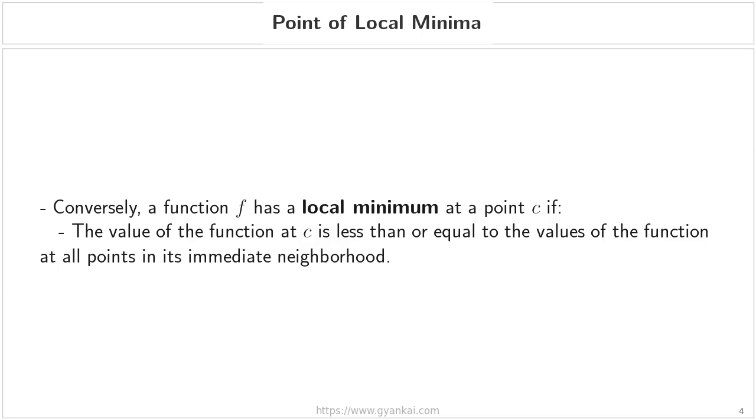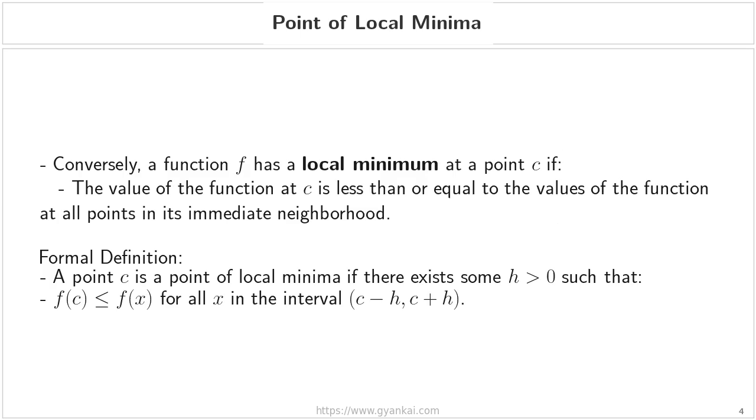Point of local minima. Now, let's look at the opposite side of the coin. Just as we have peaks, we also have valleys. Conversely, a function f has a local minimum at a point C if the value of the function at that point is less than or equal to the values of the function at all points in its immediate neighborhood. Essentially, if you look at the small window we discussed in the previous slide, point C is the lowest point in that specific area.